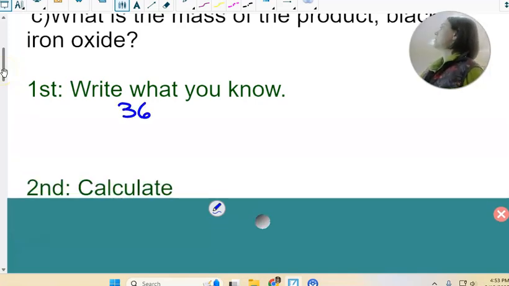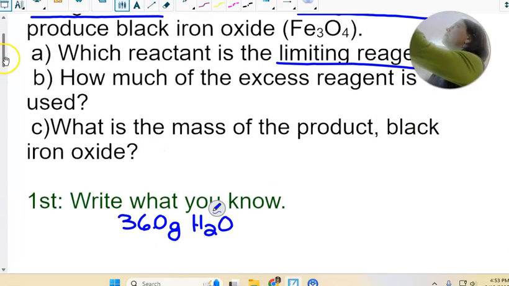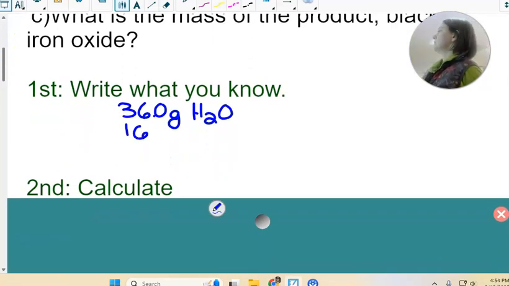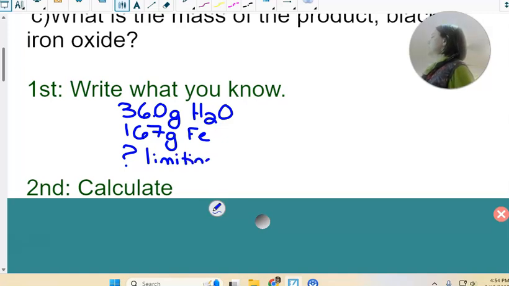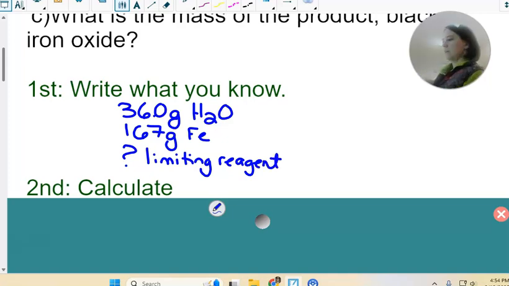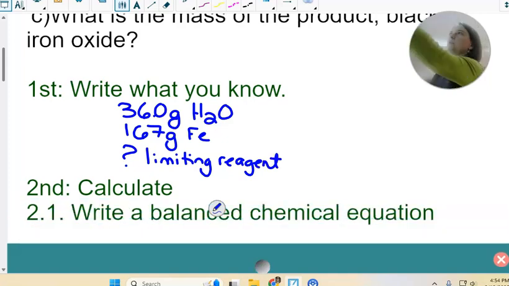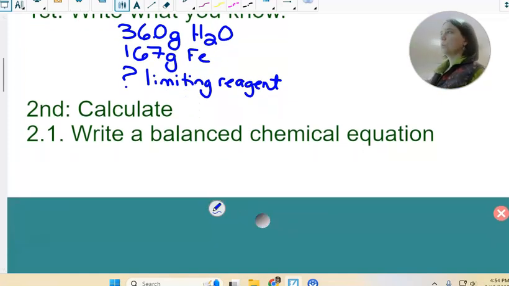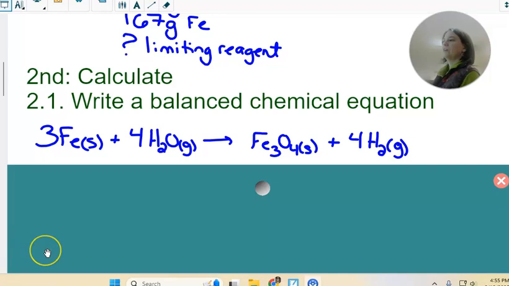So, 36.0 grams water and 167 grams iron, and I'm trying to figure out the limiting reagent. Then I'm going to calculate, and we are supposed to write a balanced chemical equation. That one's already given to us, so I'll just rewrite it down here so I don't have to scroll up and back so much. Wonderful.